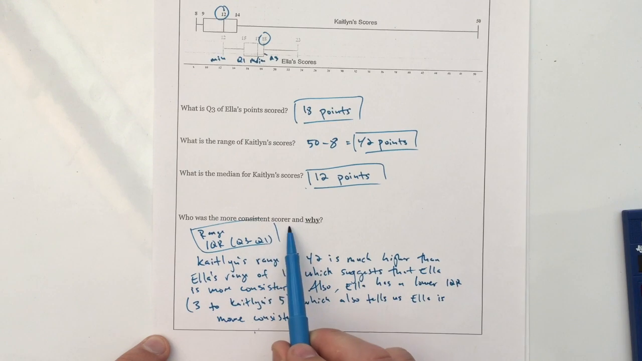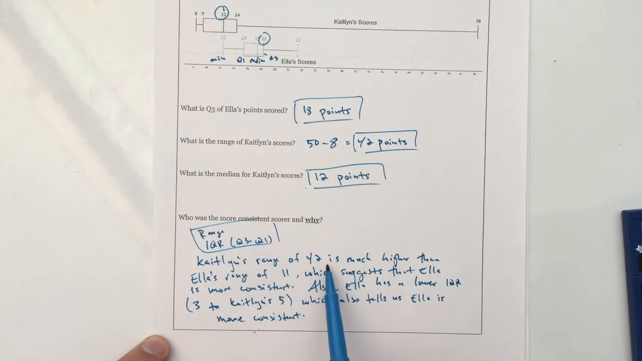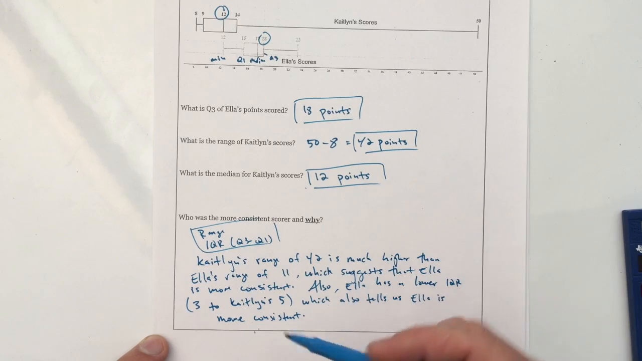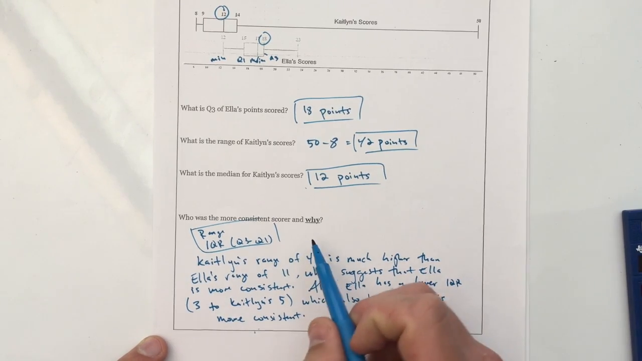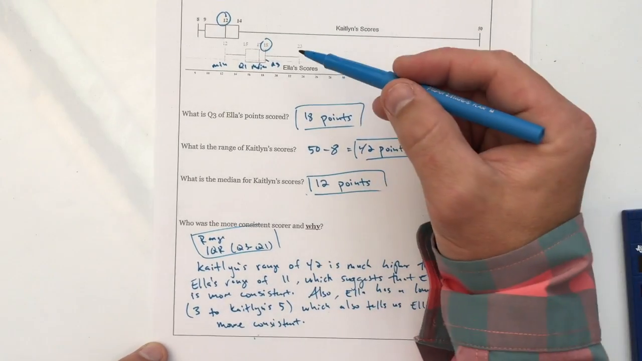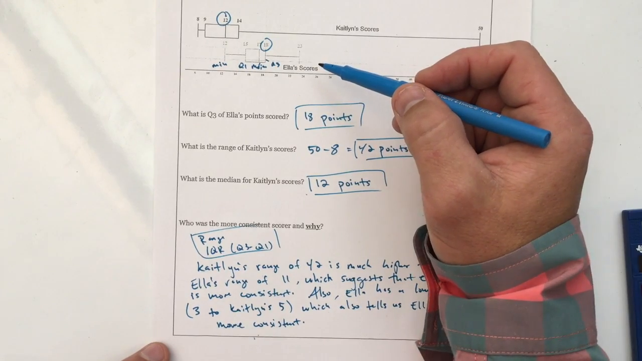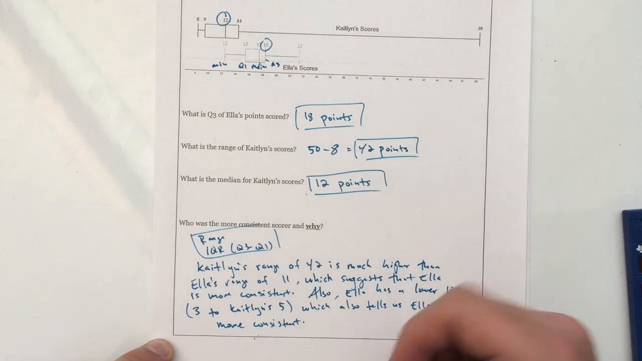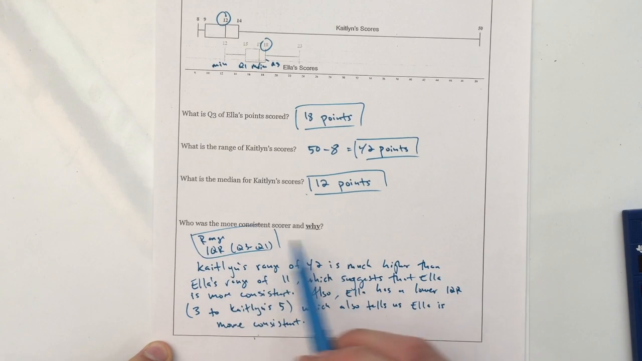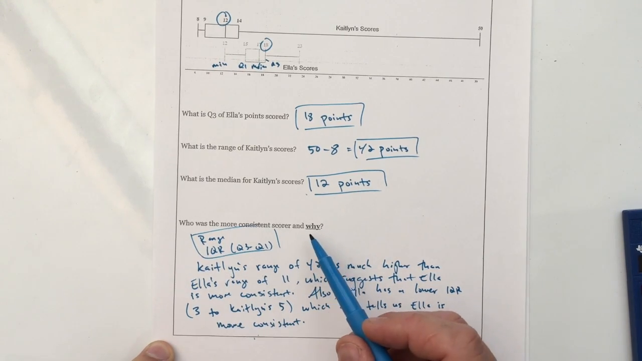Who is the more consistent scorer and why? Caitlin's range of 42 is much higher than Ella's range of 11, which suggests that Ella is more consistent. Also, Ella has a lower IQR, 3 to Caitlin's 5, which also tells us Ella is more consistent. So not only am I saying Ella is consistent, but I'm backing it up with mathematical reasoning based on the box plots. Okay? For this question, it might not be exactly this, you know.